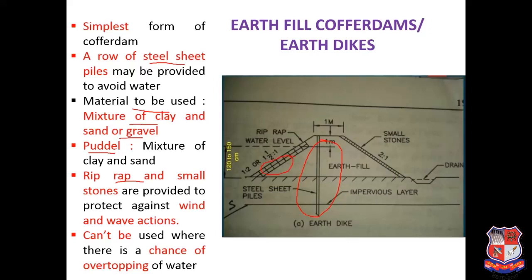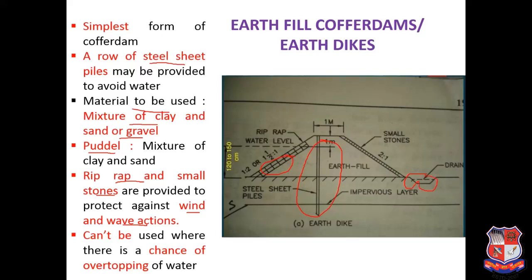They are small stones which are provided to protect against the wind and wave action, because if it is just simple earth fill, then it may be eroded in case of high water flow, or in case of wind flow. So this riprap is provided to protect against that, and it is provided with a certain slope. Here the slope is given, here the depth of water is given, here this walkway is provided at the top, here also small stones are provided, and here a drain is provided to collect the excess water.